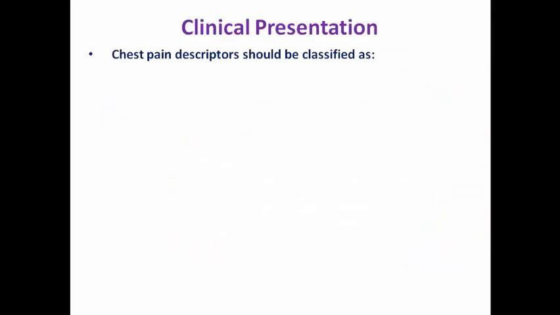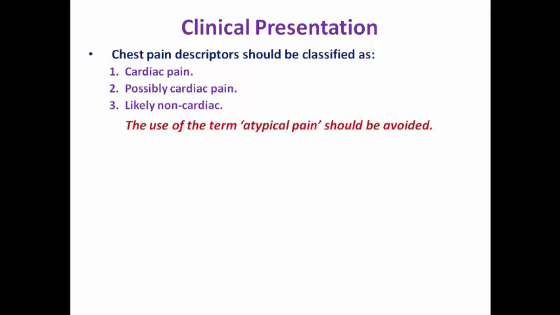The chest pain descriptor should be classified as either cardiac pain, which is a typical chest pain suggestive of acute coronary syndrome, possibly cardiac pain that may be anginal, may be non-anginal, and the last one likely non-cardiac pain that sometimes we describe as atypical chest pain.